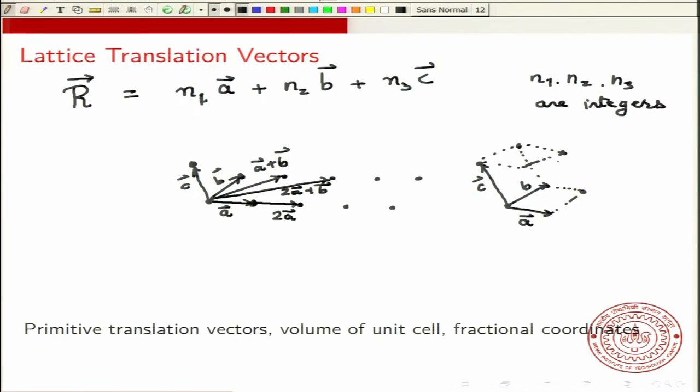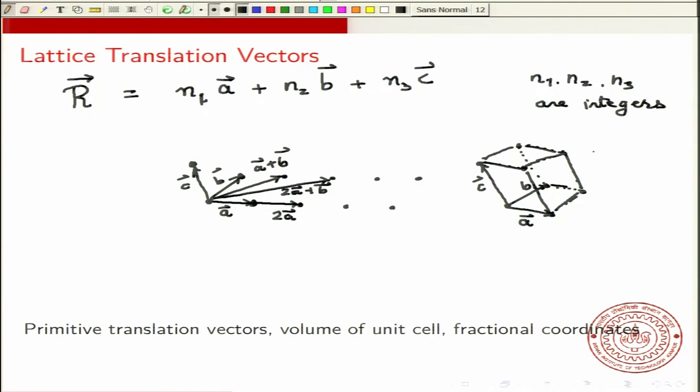So, this is a general parallelepiped that we have been using so far to represent unit cells. Now, if you are asked what is the volume of this parallelepiped that corresponds to this unit cell.